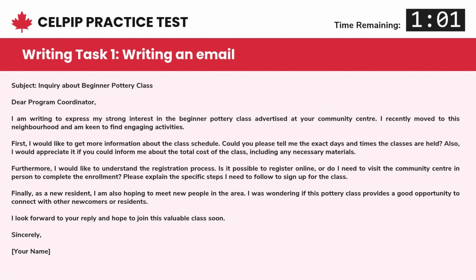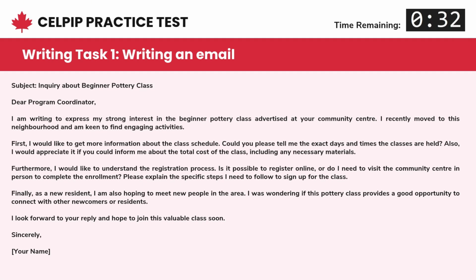It starts with a polite greeting and directly states its purpose. Each body paragraph then focuses on one or two related points from the instructions. The tone is polite and semi-formal, which is appropriate for writing to a program coordinator at a community center. The writer uses simple but effective linking words to connect ideas smoothly. Examples include first, also, and furthermore. These words make the email easy to read and understand.